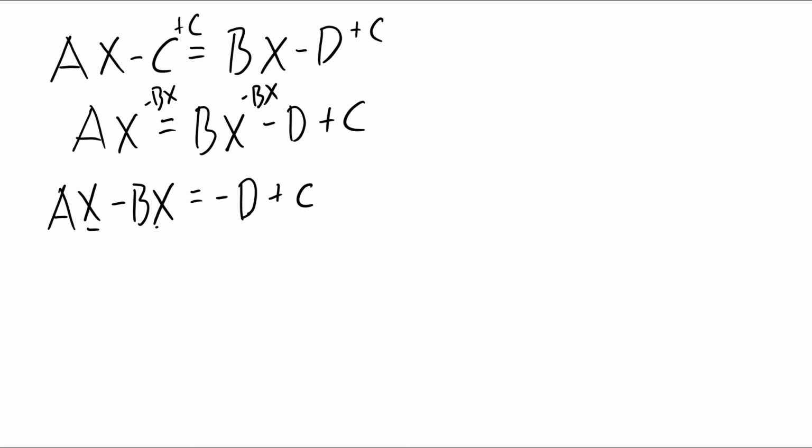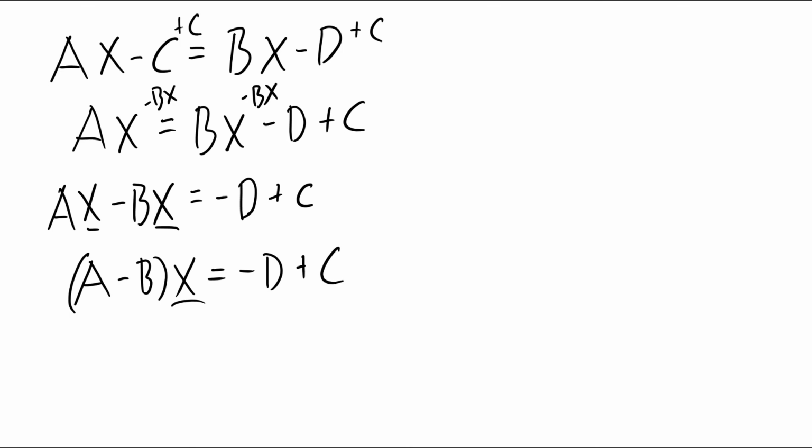So x is on the right-hand side of A and the right-hand side of B. So when we factor out an x, we have to write it as the quantity a minus b times x. X has to stay on the right-hand side because that's where it was before. All right, so that's going to equal negative d plus c.